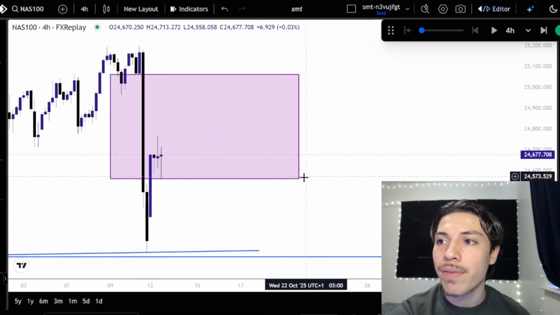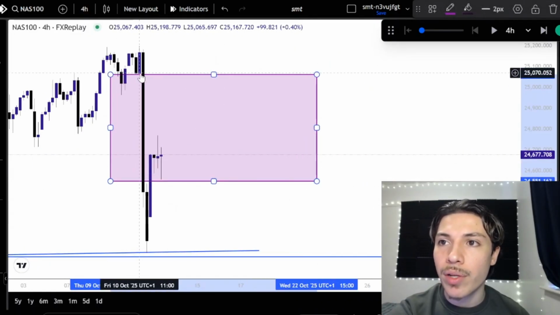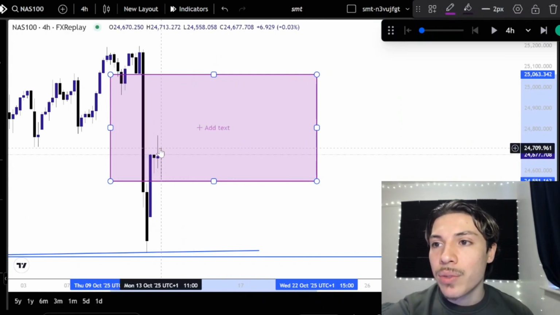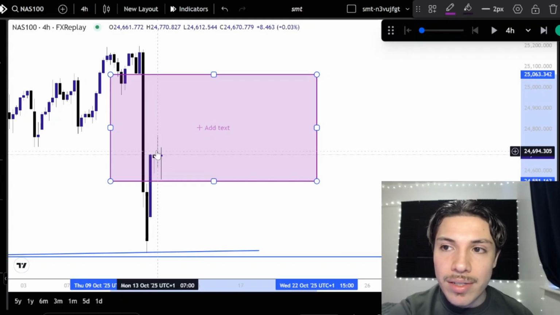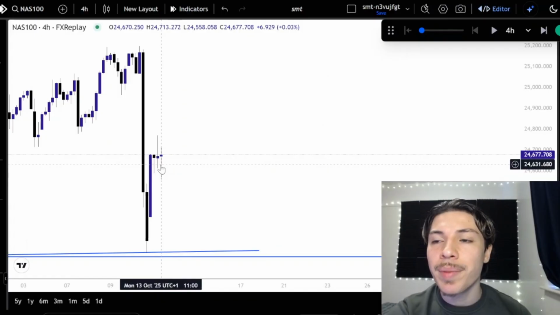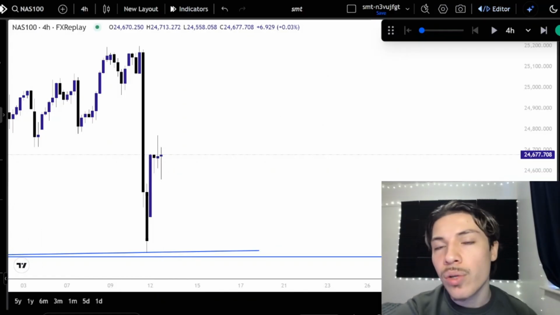We have this massive 4 hour bearish fair value gap, from here to here. And we can see that the market has tapped into it. And since tapping into it, it has given us some weakness. These aren't really decisive candles. It's a bit shaky. So who knows what's going to happen?